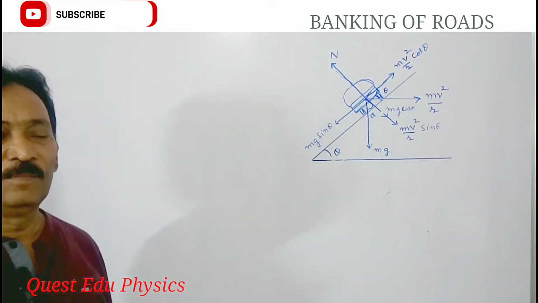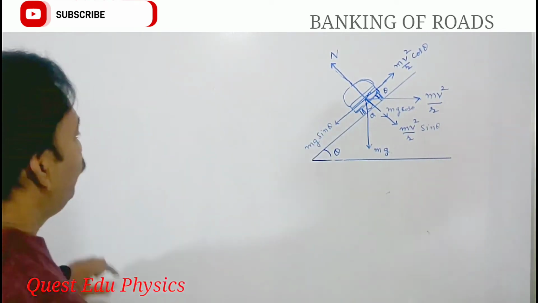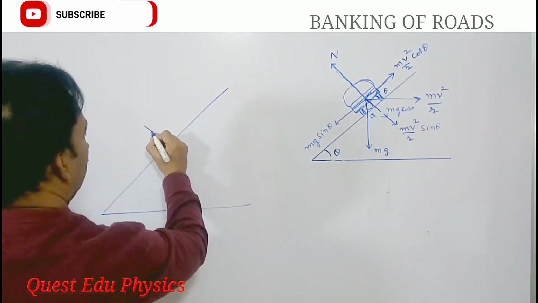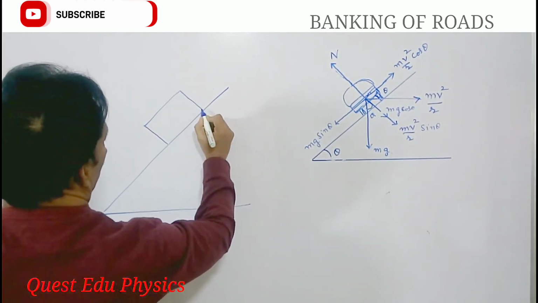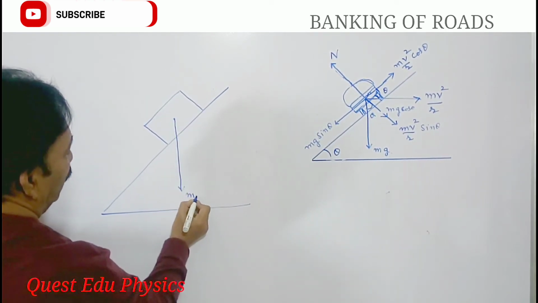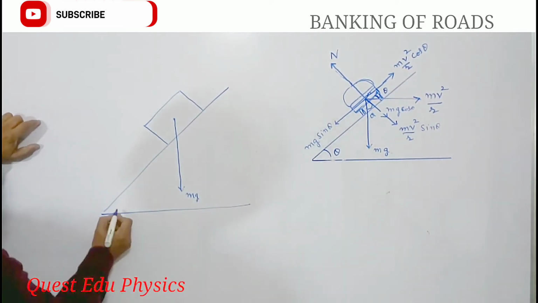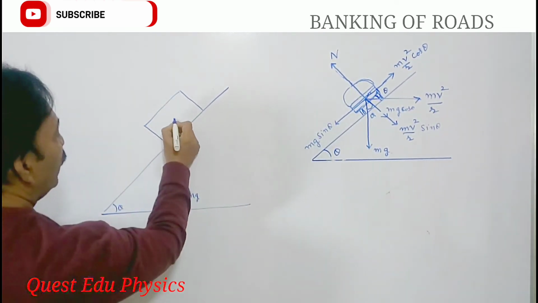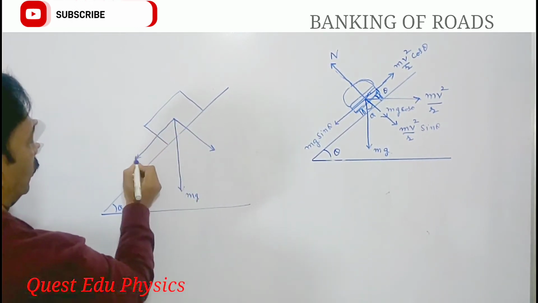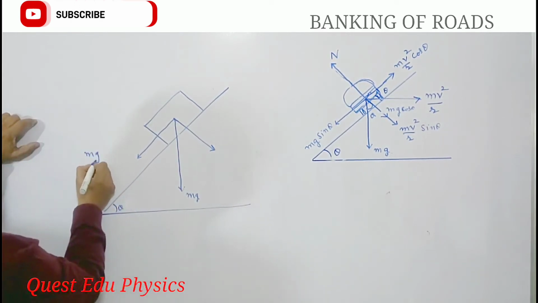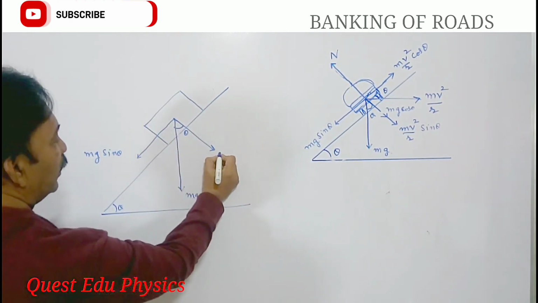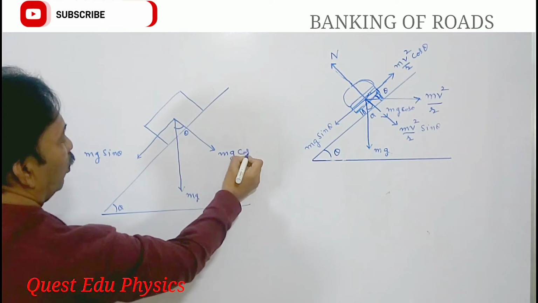Okay students, here I hope you understood. I am drawing in a larger way. See this? Let's say it is the vehicle and the weight of the vehicle is acting vertically downwards and it is the angle of banking. I am resolving the weight into components. It is equal to mg sin theta, since it is the theta, and it is equal to mg cos theta.